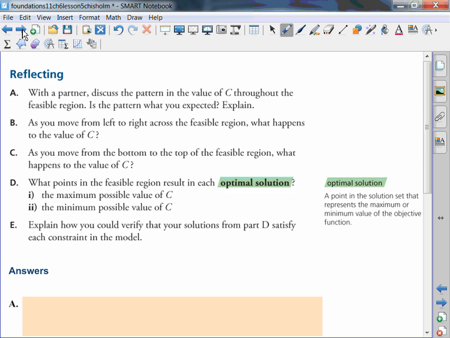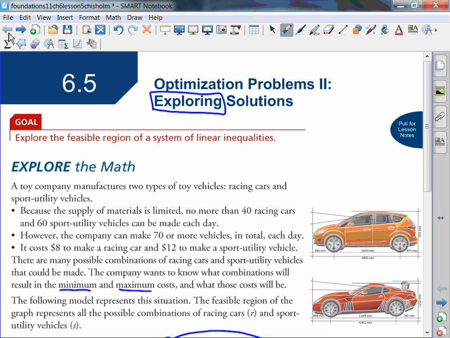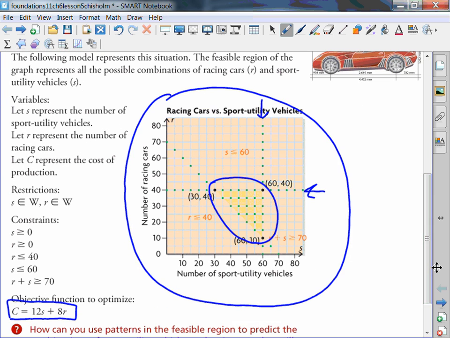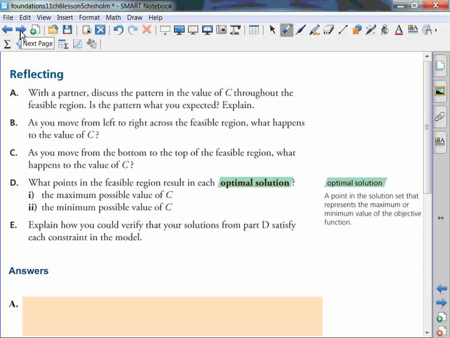With a partner, discuss the pattern and the value of C throughout the feasible region. Is the pattern what you expected? So you're going to be taking from that graph and from that feasible region some specific points and substituting those coordinates into the objective function to see what kind of pattern you see as you move across, maybe from left to right, from top to bottom, etc. Question B says, as you move from left to right, what happens to the value of C?